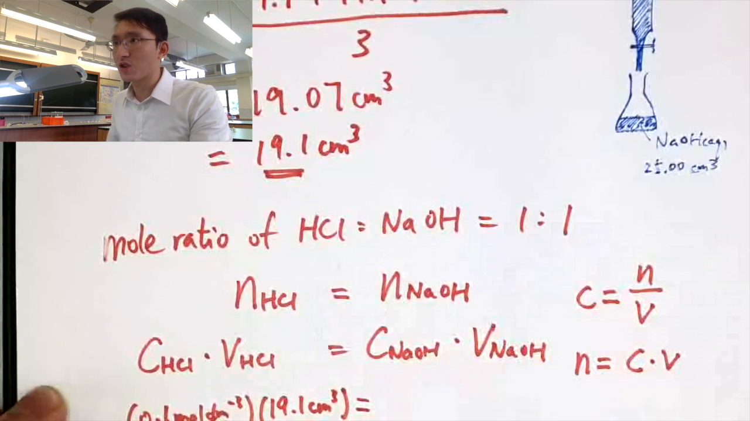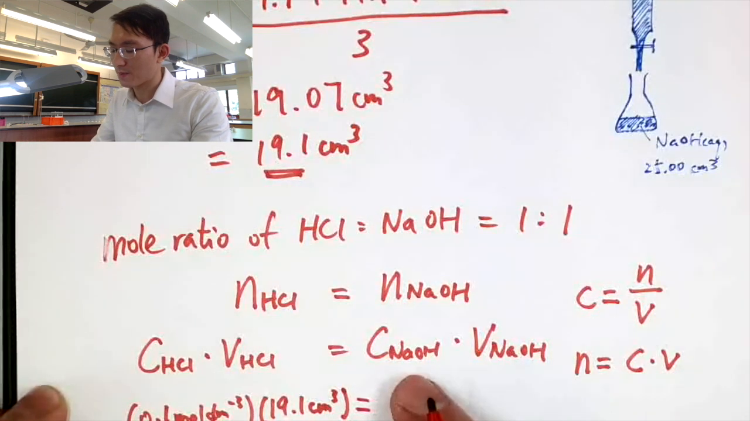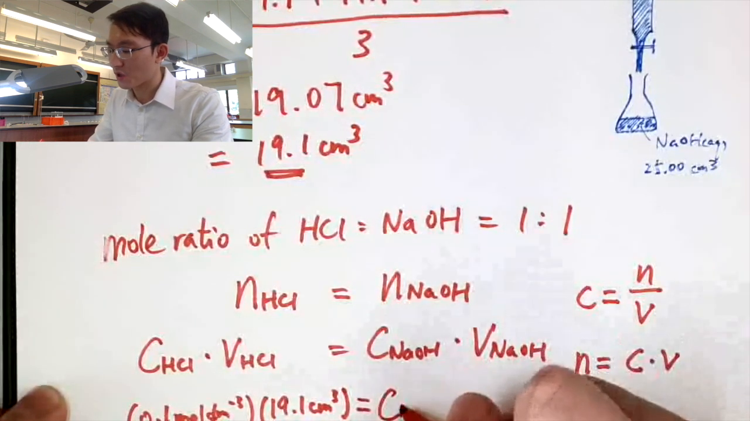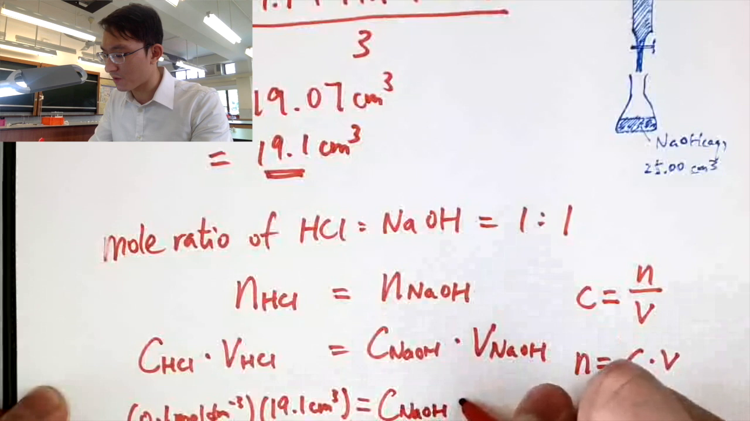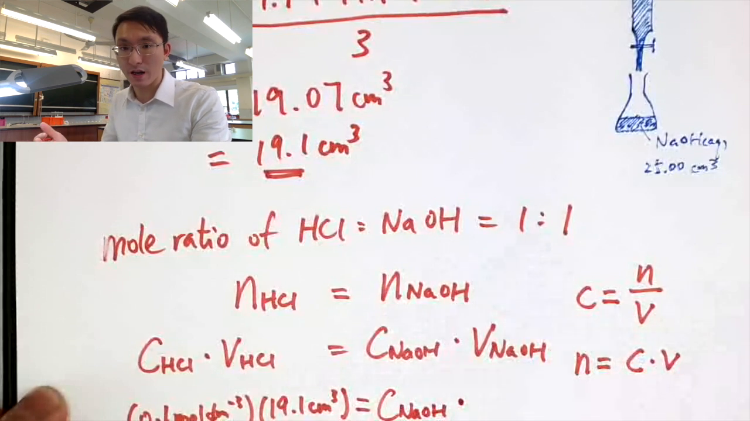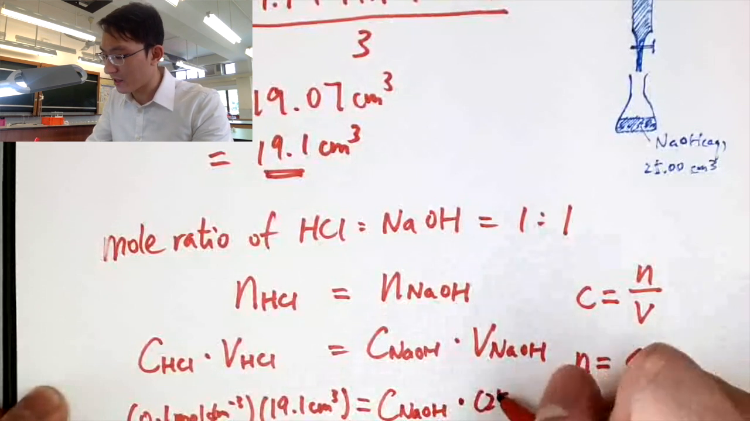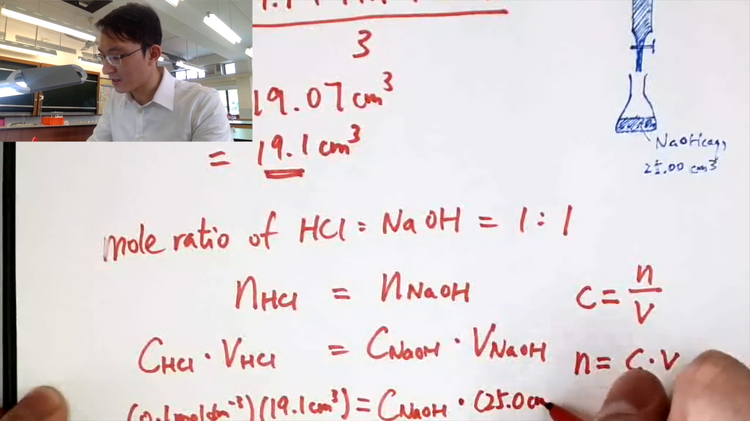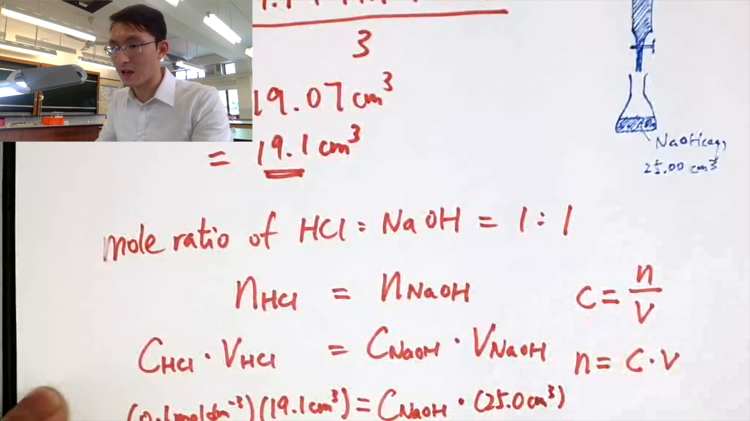Now, for the concentration of sodium hydroxide, of course, we don't have it. This is our objective in our experiment. We are trying to find out this one. So this one, I don't know. But what about the volume of NaOH? It is actually already known because it is 25 cm cubed as measured by the pipette.